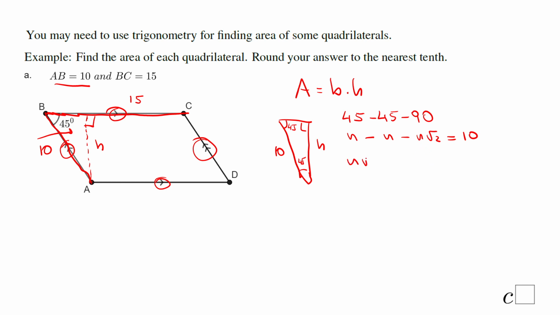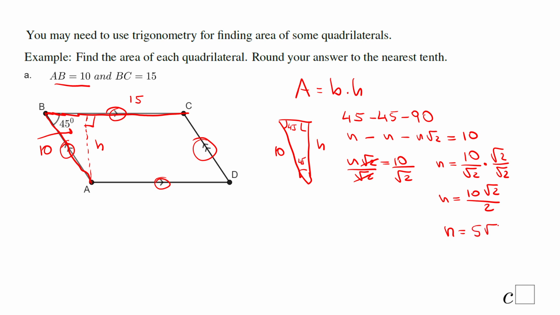So let me write this again. This is the equation you want to start with, and I will divide by square root of 2, both sides obviously. So n will be 10 over square root of 2. We can rationalize this by multiplying by square root of 2 over square root of 2. Again, you can see a lesson like this on my YouTube channel if you need. And that will give us 10 square root of 2 over 2. So the last thing for n, to simplify in this case, is 5 square root of 2. So this is how much the height is.